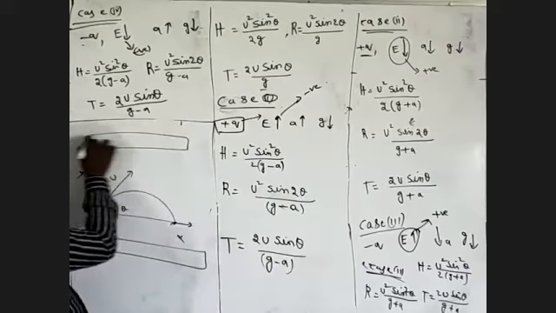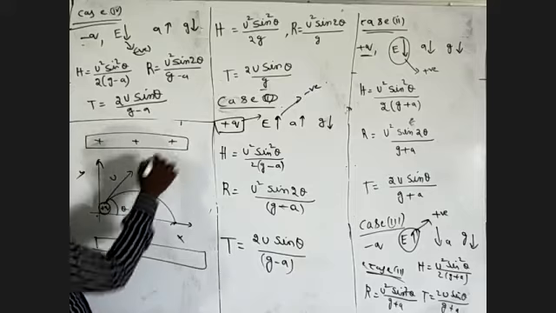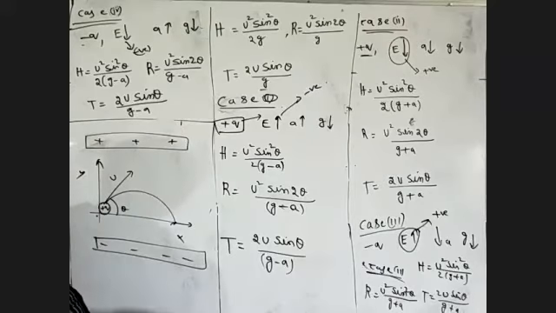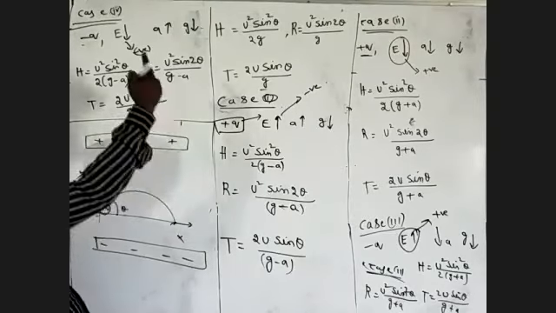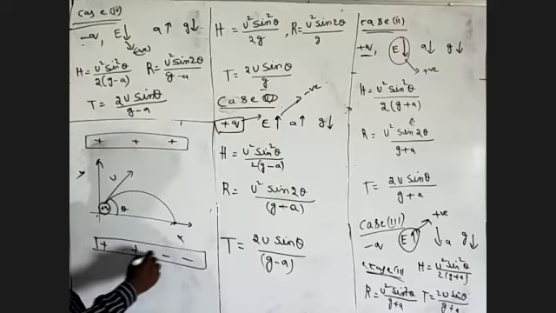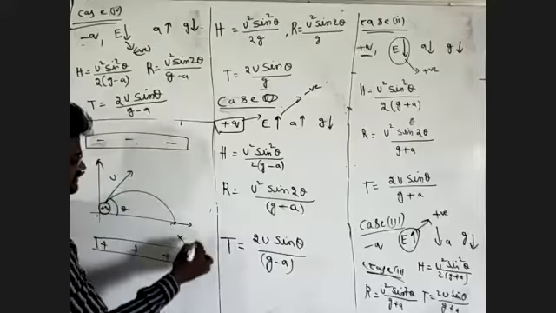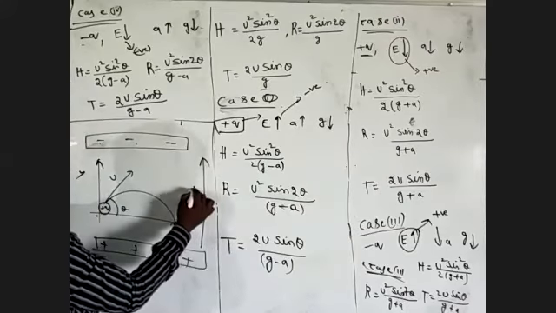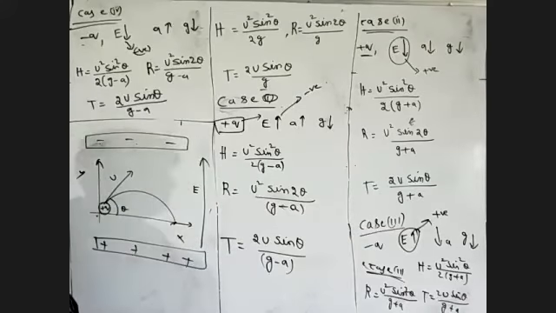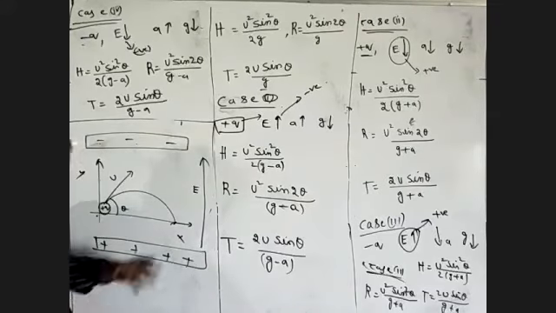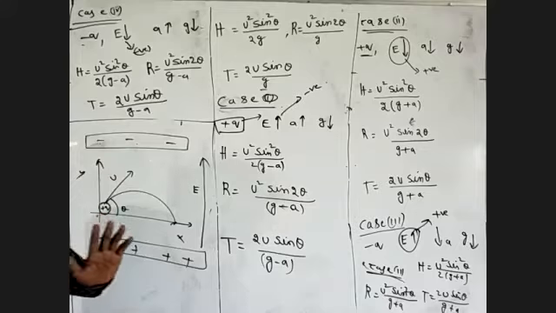This is one more plate. This is a positive plate. This is a negative plate. The electric field is in the upward direction, from the positive plate to the negative plate. In this case, what will happen?